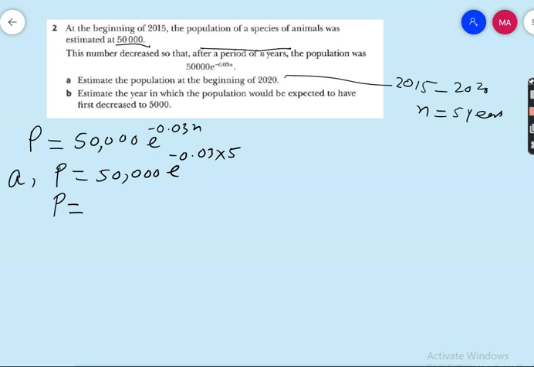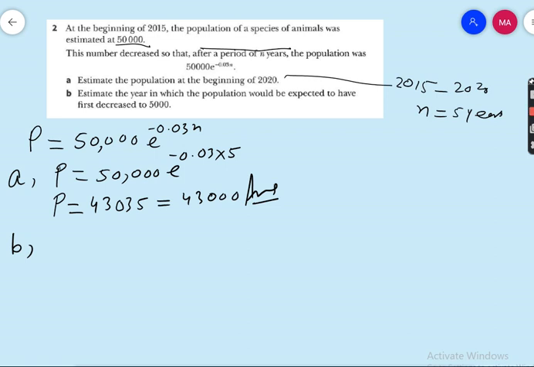So our answer is 43035. You can round this off to two significant figures: 43,000. So this is the answer of part A. Come to part B. Part B is more interesting than part A.